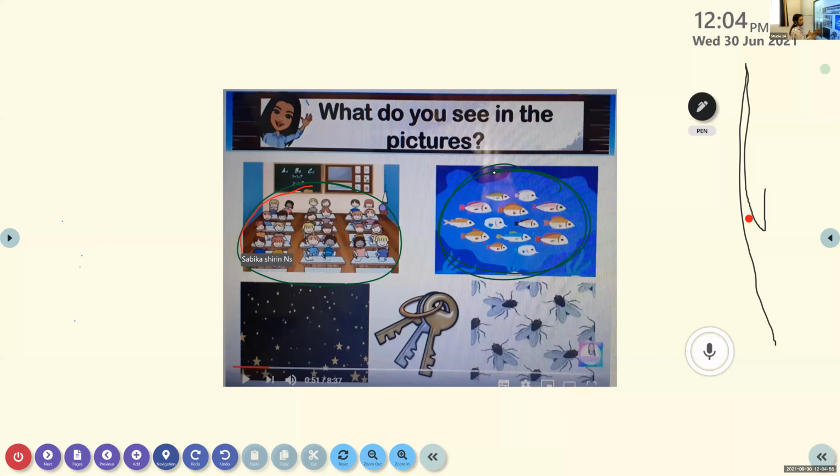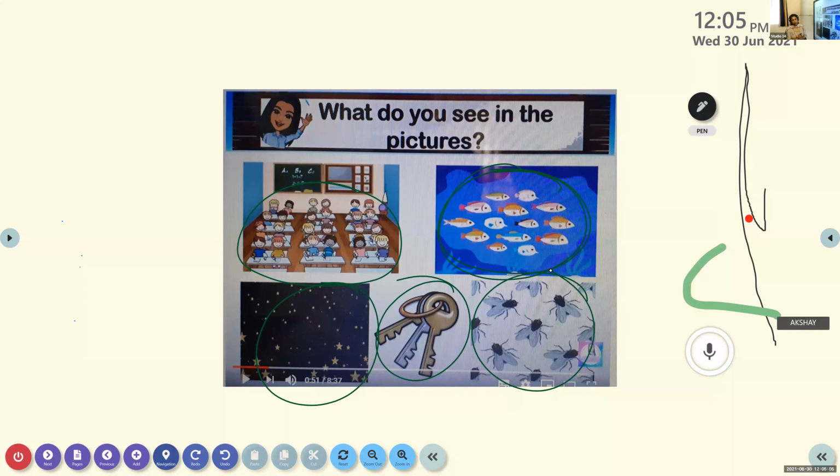All these are a galaxy, a bunch, and you can see a swarm of bees here. So it is a bunch of keys, a swarm of bees, and a galaxy of stars. All these are together, so we call them a group or a collection. All these are collective nouns. Got it? All of you look at the picture. That's why I told you to look at the picture. Don't do anything. Let's have a clear picture of what a collective noun is.